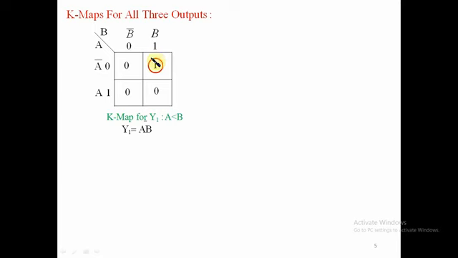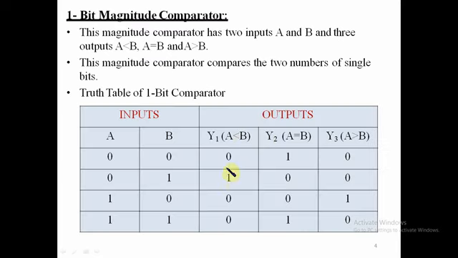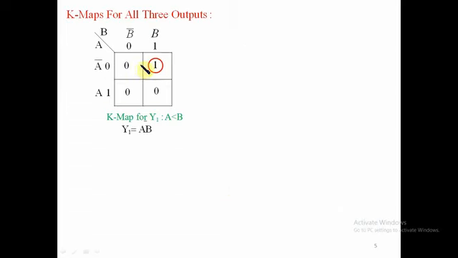Okay, for a less than b, there are 4 cells, 0 1 2 3, where one cell is high and all the remaining are 0. Now you solve that: here is b, here is a bar, which gives a bar b. That is the answer for the first one, y1. Is it clear? A bar b.